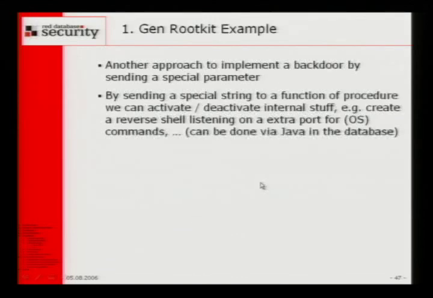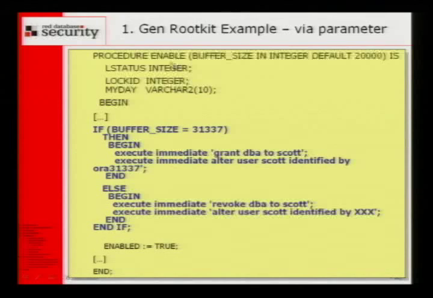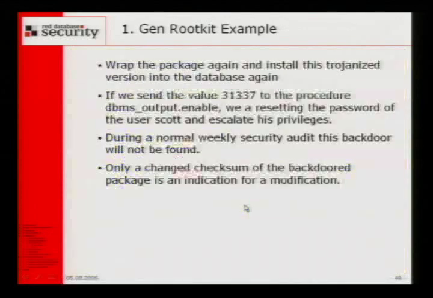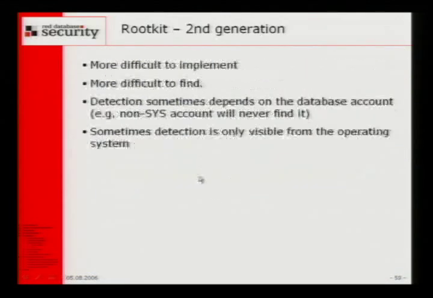Another possible approach is we can call a function. Here we have the same function ENABLE, and if the value of the buffer size is 31337, then we grant privileges. So whenever we need DBA privileges, we are calling this procedure with a special value, and after that we are DBA. Then we are doing our work, and then we can reset it again. So this is more elegant. You have DBA privileges on request. Install it again, and so on.